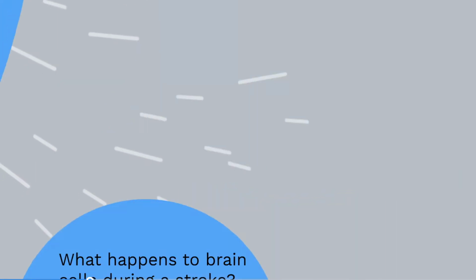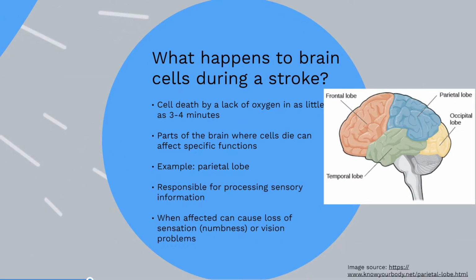A stroke causes cells in the brain to die. This can happen in as little as 3 to 4 minutes. Specific bodily functions are affected by cell death in certain parts of the brain. An example of this is a stroke in the parietal lobe. It is responsible for processing sensory information, and when affected can cause vision problems and numbness, among other things.